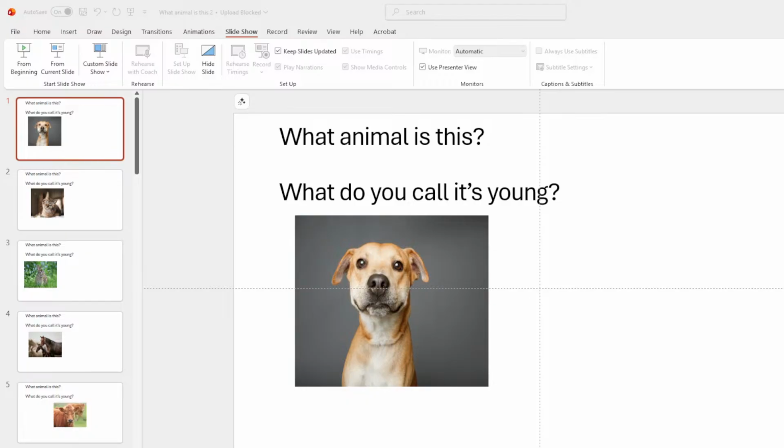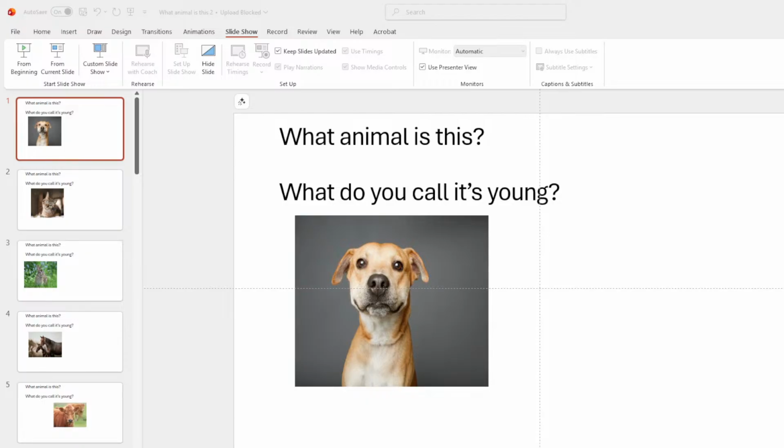Okay, so the animal on the screen is known as a dog. I think that everyone knew this one. It's known as a dog. And the young one of a dog is a puppy. All right, let's go to the next animal.